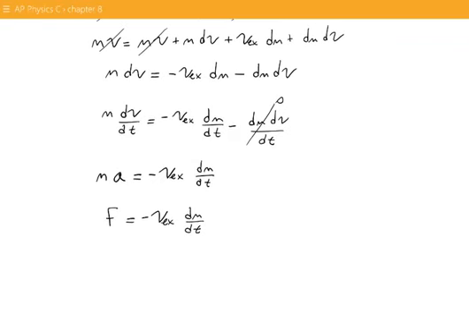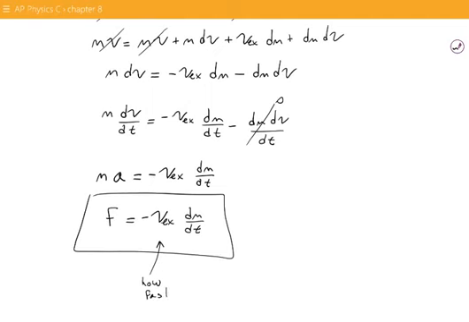And what's interesting is that the thrust that we get from a rocket depends on how fast we're expelling the fuel, but it also depends on how fast we're burning the fuel. So both of those things matter, the exhaust speed and how quickly we're getting rid of mass.